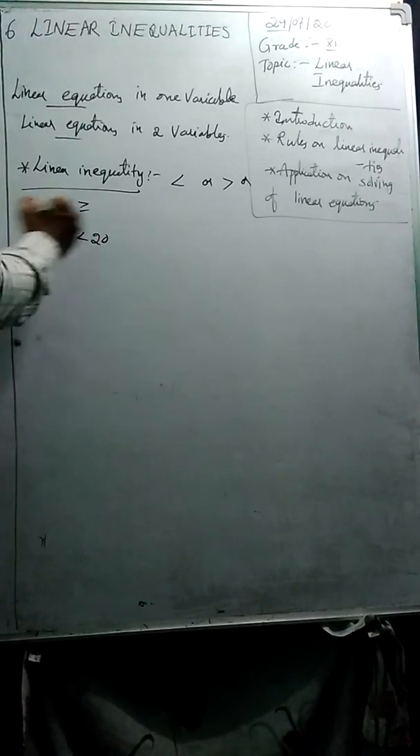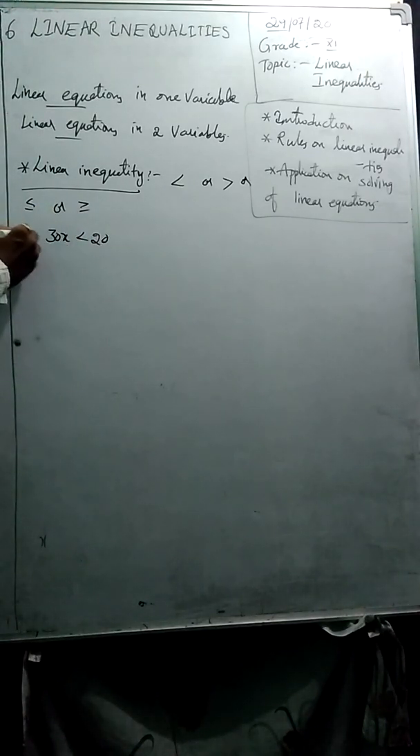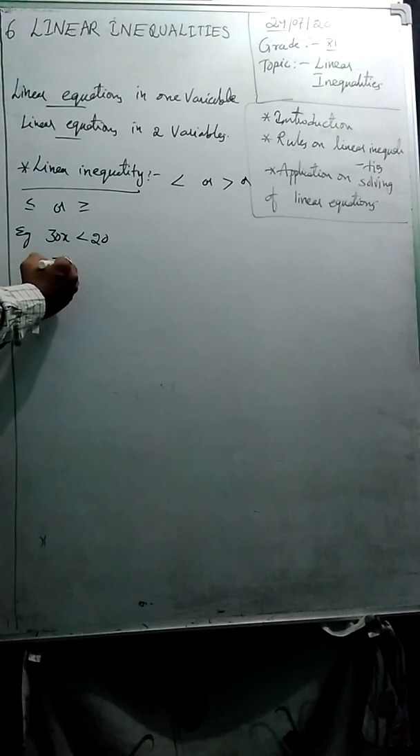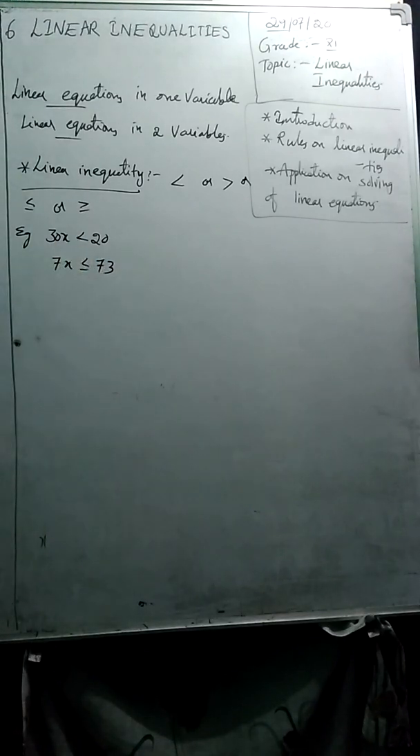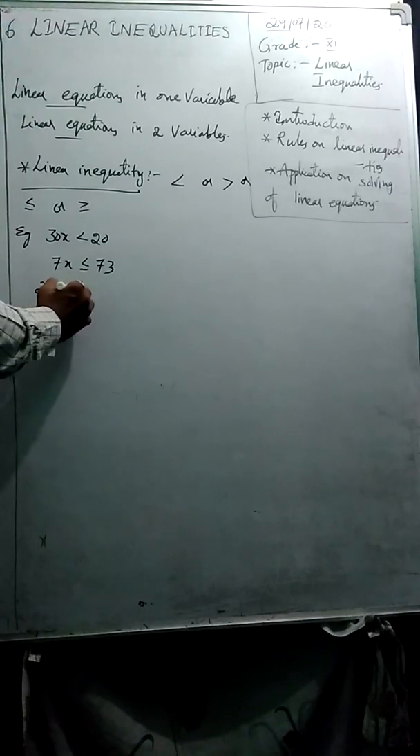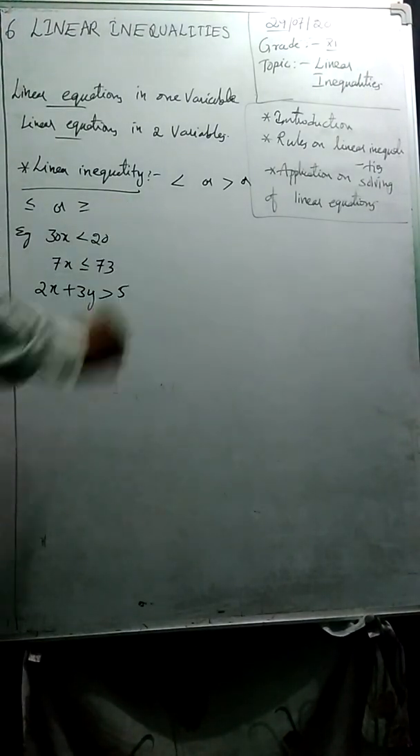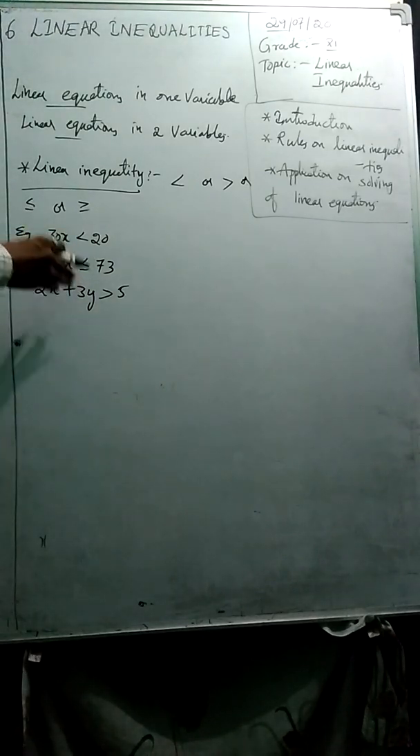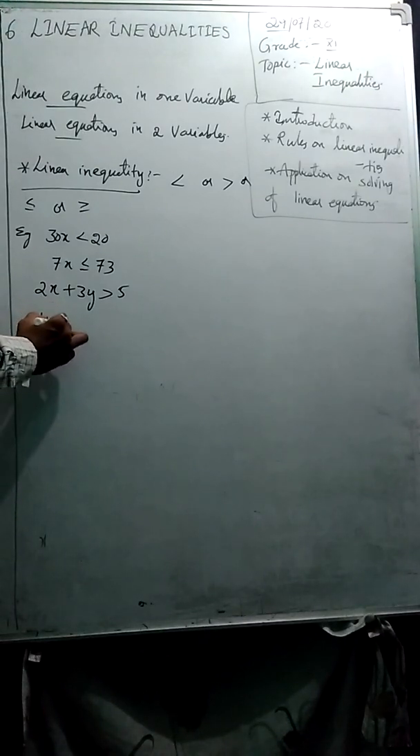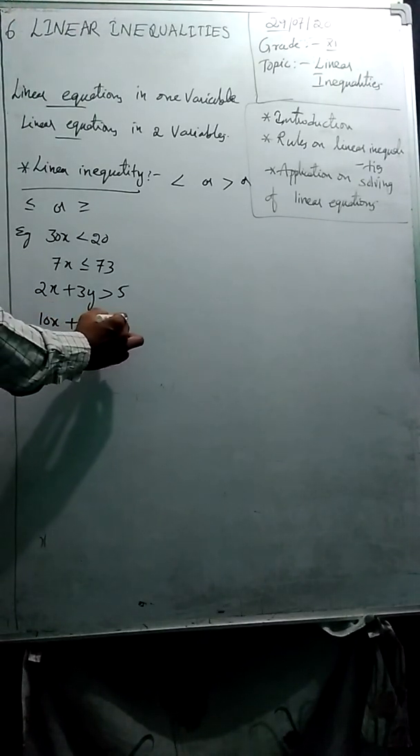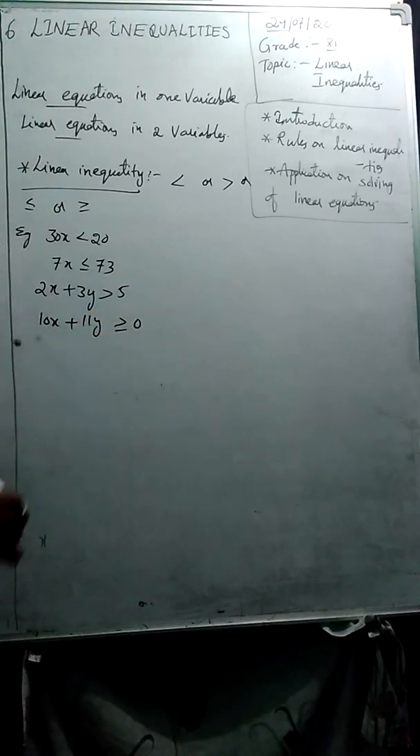30x less than 20 is one example of a linear inequality. Similarly, 7x less than or equal to 73 is also a linear inequality in one variable. If you write the same thing with greater than 5, it is a linear inequality in two variables. It may be 100 variables also; there is no rule about the number of variables. These are the definitions of linear inequality.